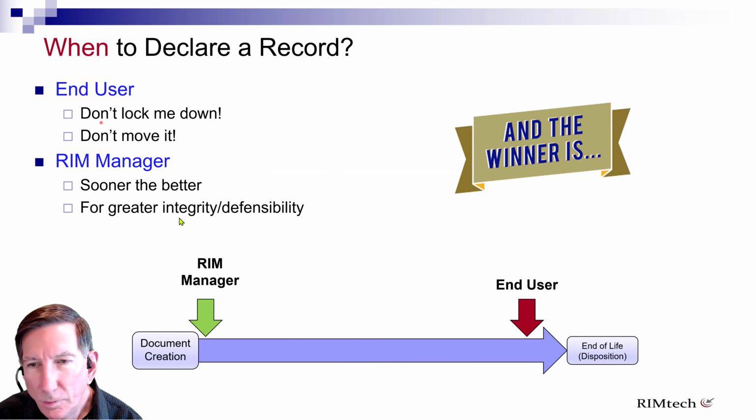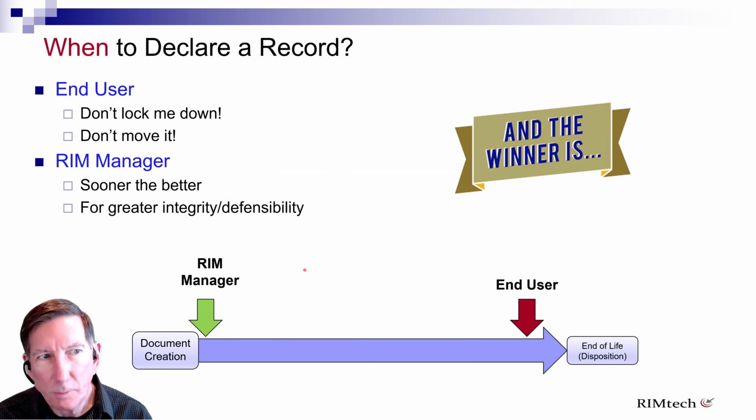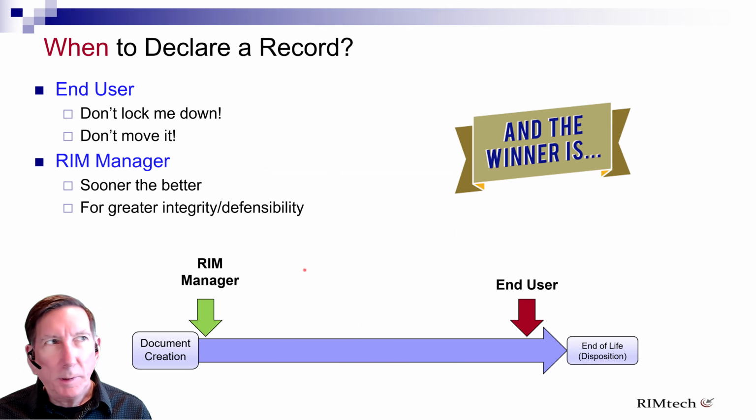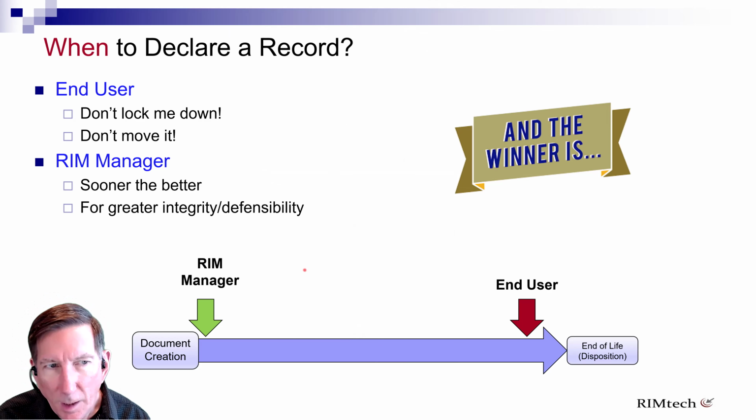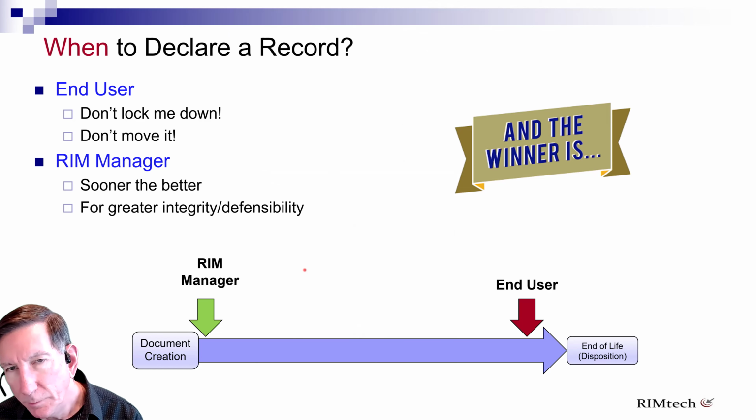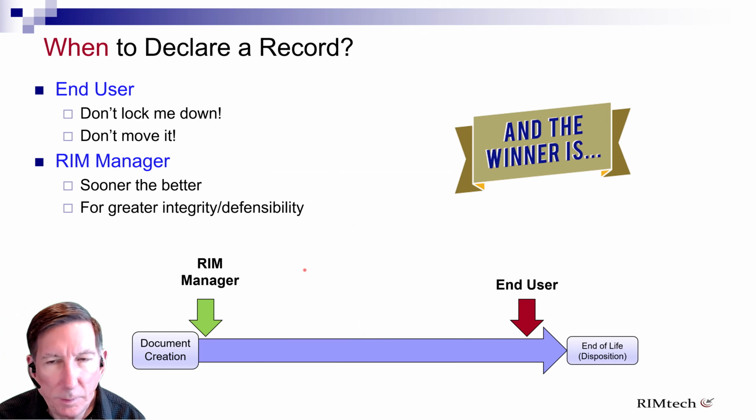So the end user doesn't want it locked down, or if so, as late as possible. Whereas the records manager wants the opposite. We want it locked down as soon as possible. So who wins here? Well, the short answer is the records manager wins, the records program wins, the organization wins. Why? Because that's part of the goal of an EDRMS is to make the system compliant. And the closer we move this green arrow to the document creation, the higher the integrity and the greater the compliance. The further we move it down the line towards the end of its life cycle, the lower the integrity and the lower the compliance.